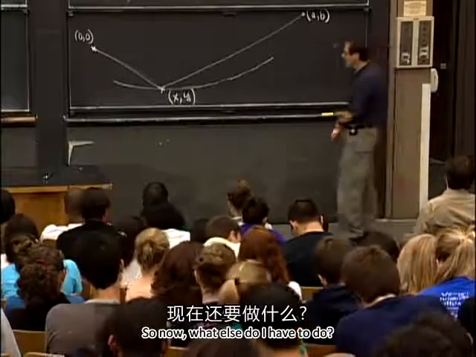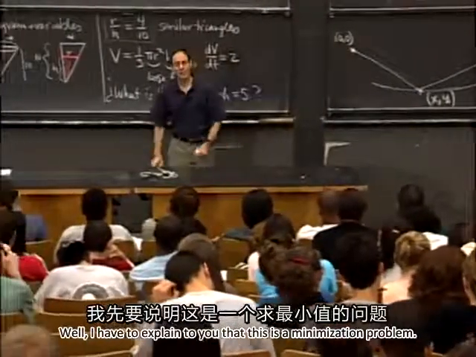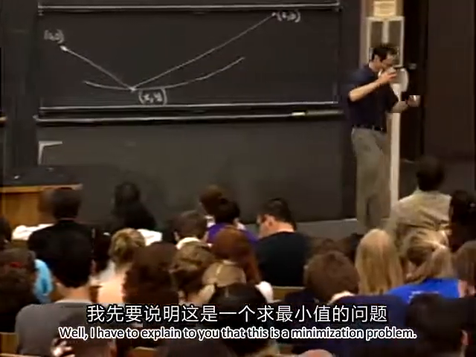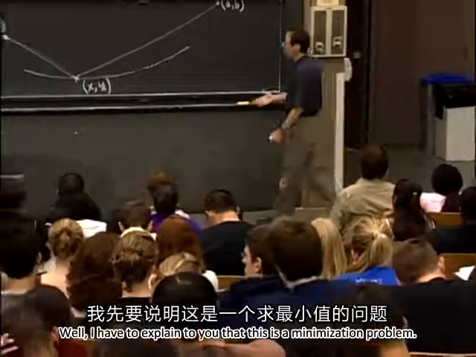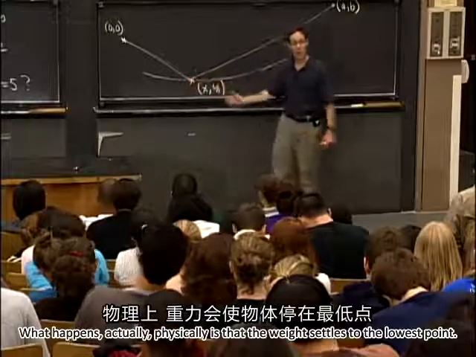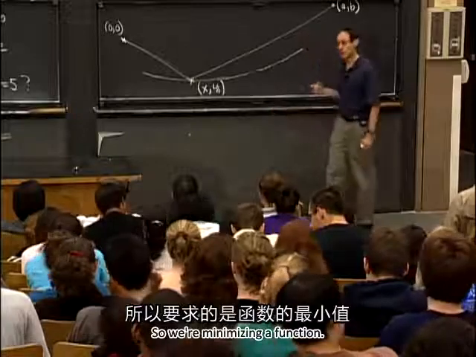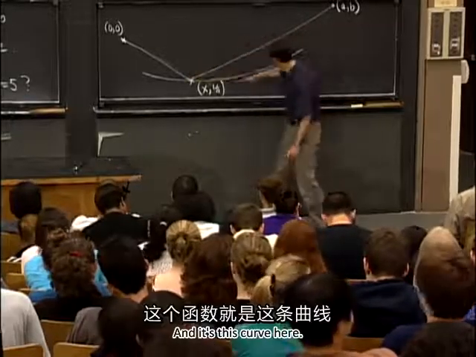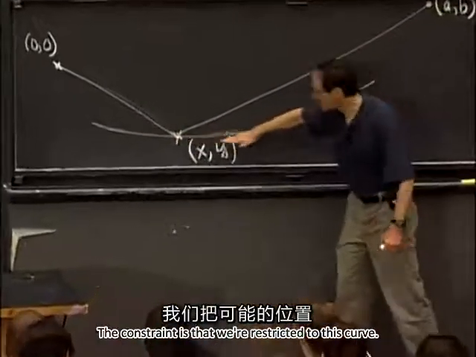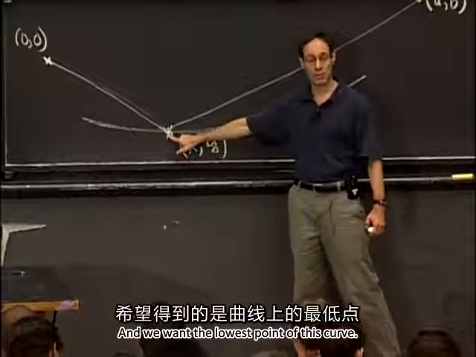All right, so now, what else do I have to do? Well, I have to explain to you that this is a minimization problem. What happens physically is that the weight settles to the lowest point. That's the thing that has the lowest potential energy. So we're minimizing a function, and it's this curve here. The constraint is that we're restricted to this curve. So this is a constraint curve, and we want the lowest point of this curve.